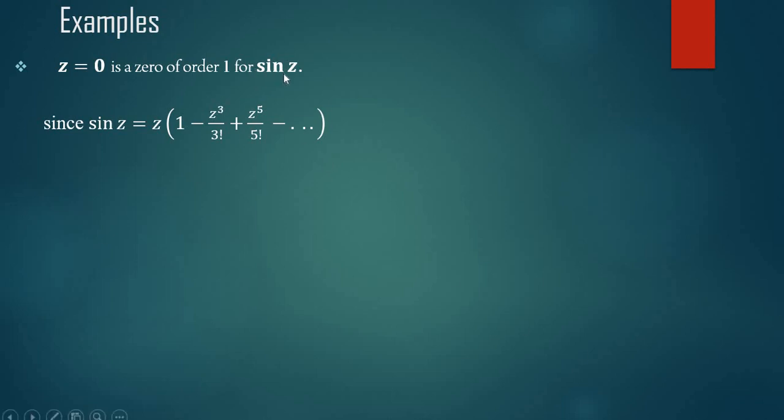The function sin z can be written as z into (1 minus z cube by 3 factorial plus z power 5 by 5 factorial minus etc.). Here we take phi(z) as 1 minus z cube by 3 factorial plus z power 5 by 5 factorial minus etc. Phi(0) is not equal to 0 and (z minus 0) power 1 we have. So 0 is a zero of order 1 for this function.